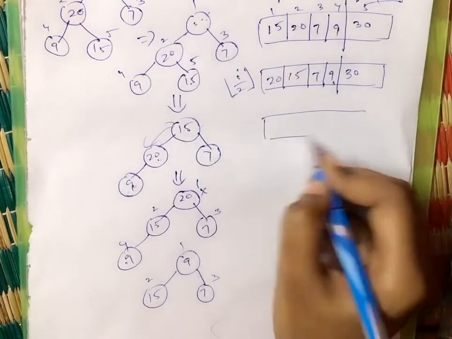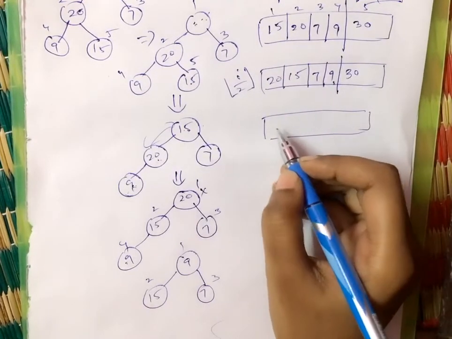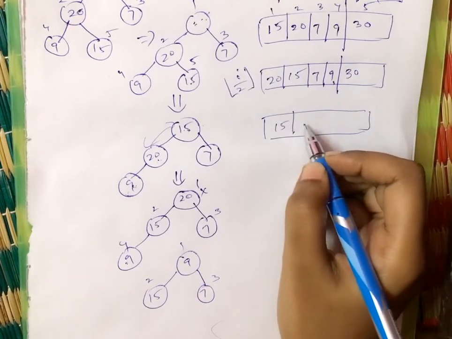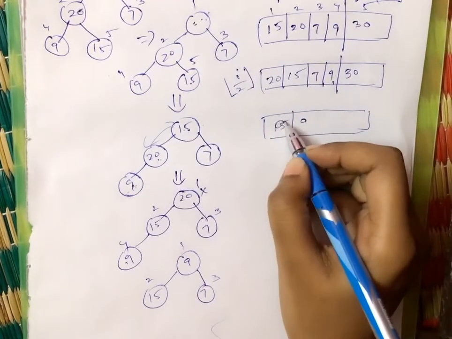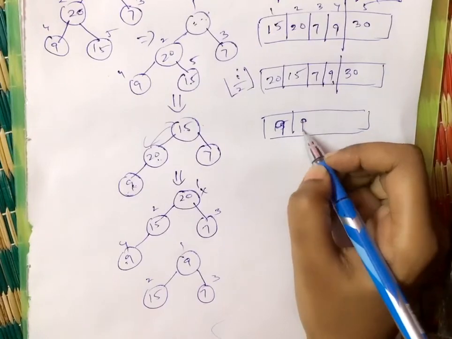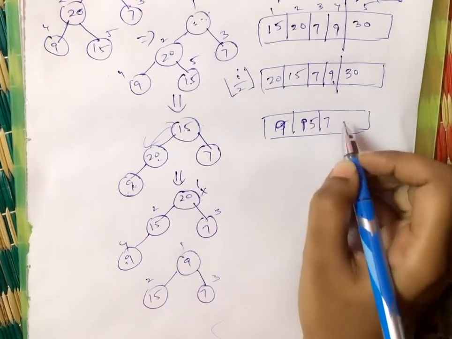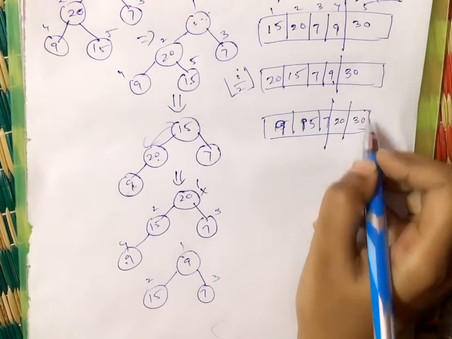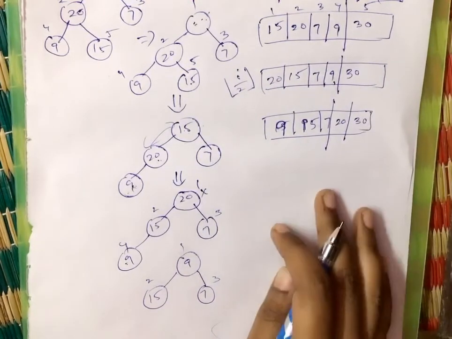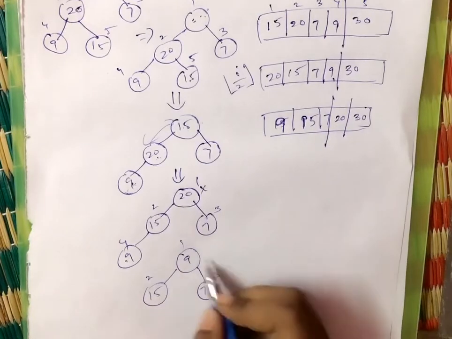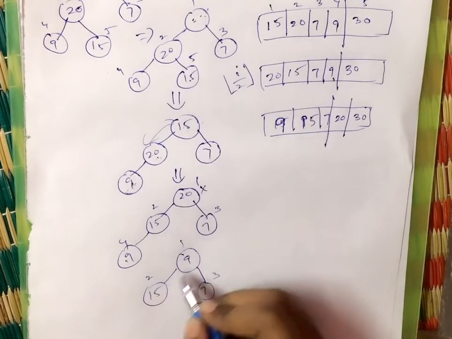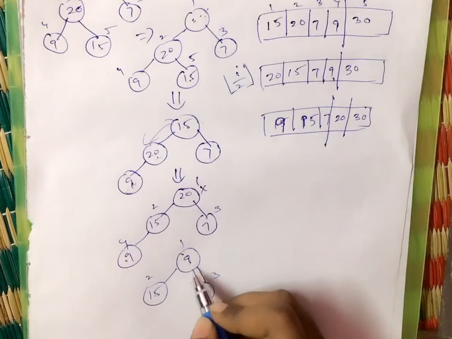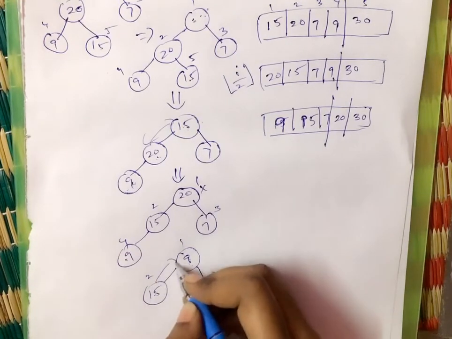Now I will write this array. What will be there now? 9, 15 and 7. Here 20 and 30 will be here. Next, again I will check the condition. Is the parent smaller or greater? Smaller. 15 is the larger element and 9 is smaller. So again I will swap these two elements.